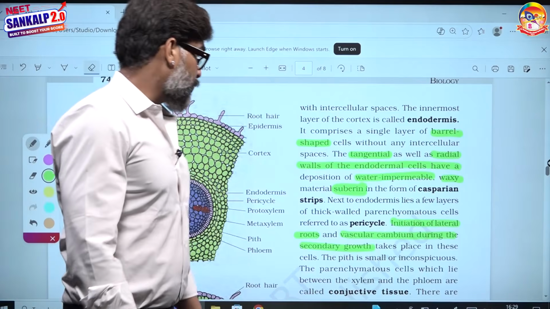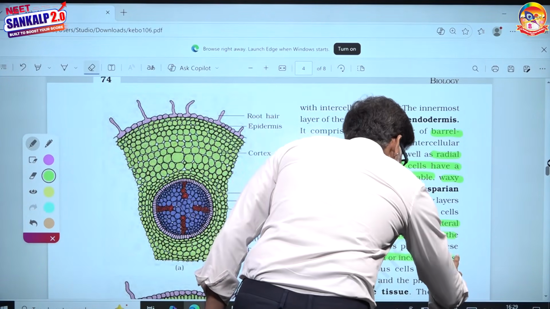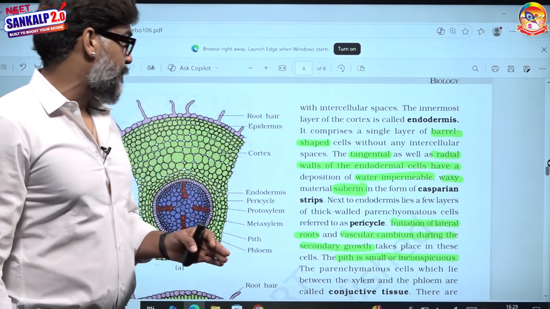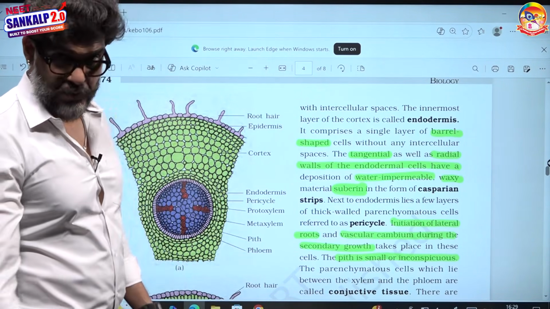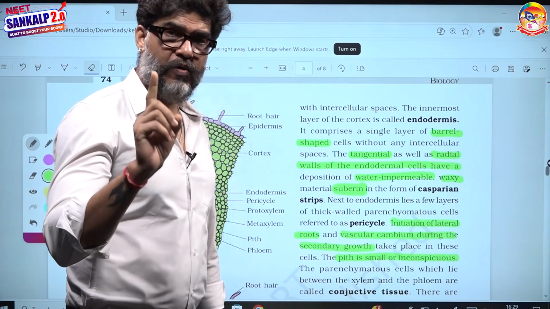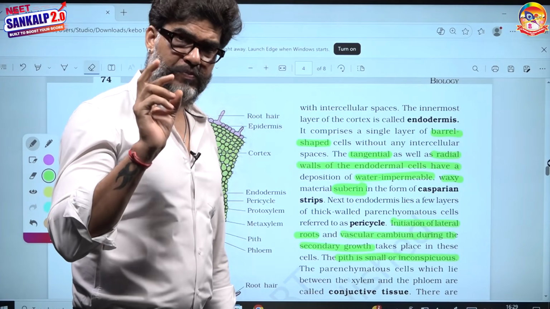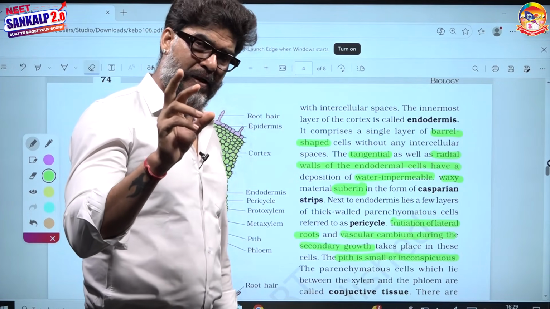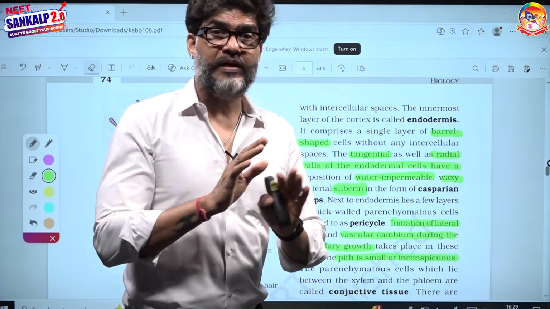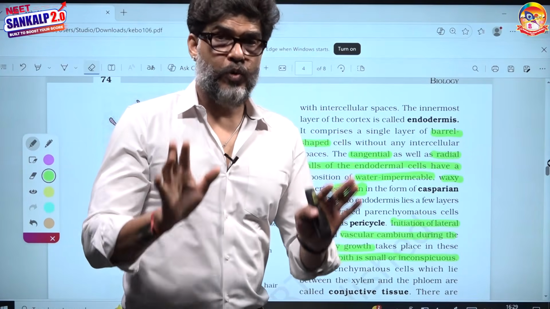The pith is small and inconspicuous. The parenchymatous cells which are present between xylem and phloem are known as conjunctive tissue. Conjunctive tissue is a characteristic only of root. In between the primary xylem and primary phloem there are parenchymatous cells, and these parenchymatous cells constitute the conjunctive tissue. So keep in memory, the term conjunctive tissue you have to use only for root, both dicot root and monocot root.